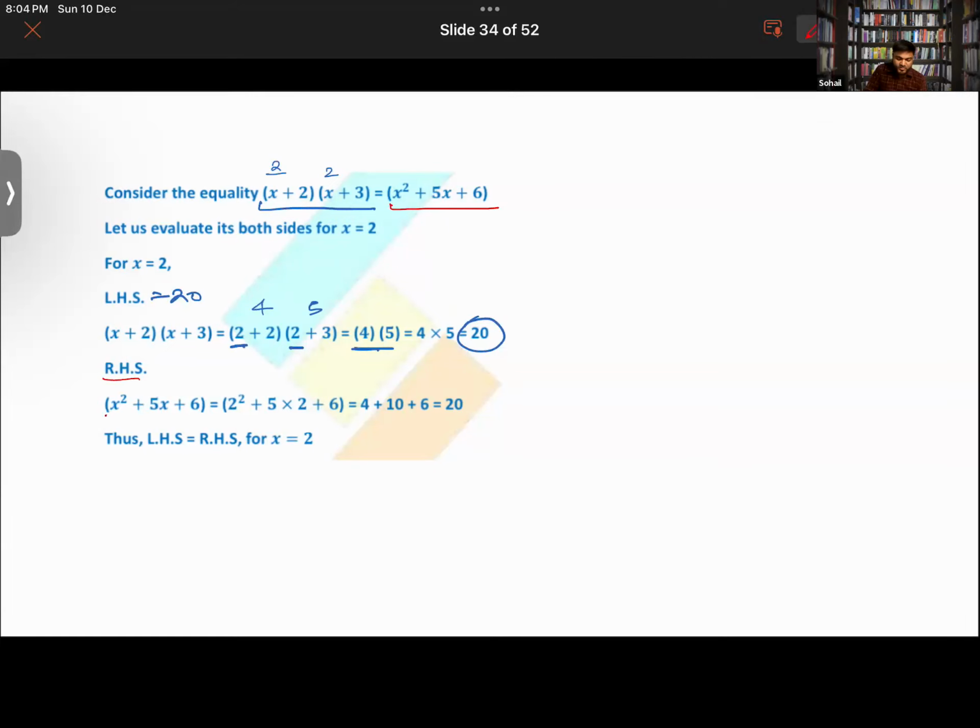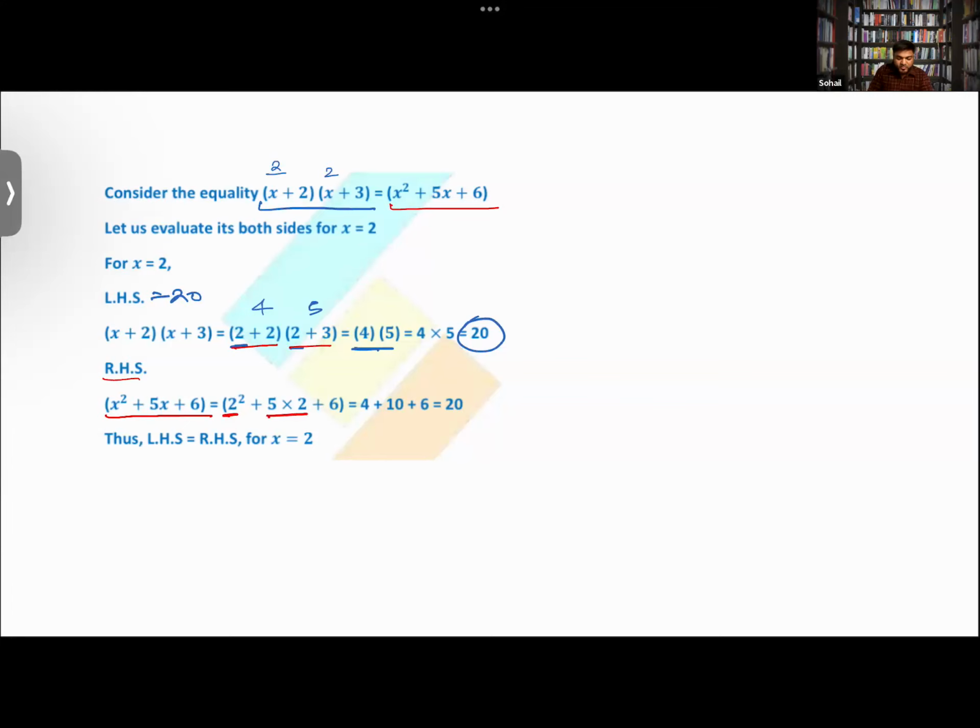That is x square plus 5x plus 6. Square means 2 square. Here, 2 plus 2 is simply 4, and 2 plus 3 is simply 5. So x square plus 5x plus 6 means x square is 2 square, 5x is 5 into 2, and 6 simply added. Thereby, again, you are getting 20.